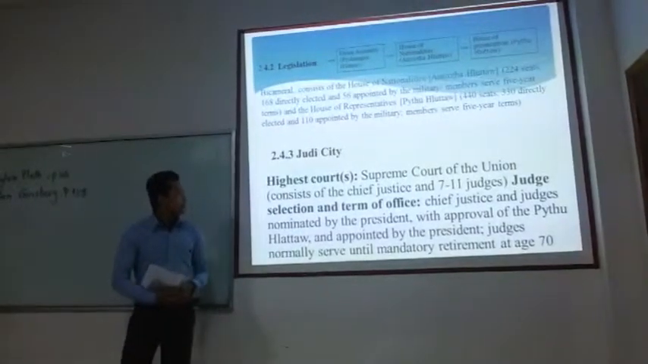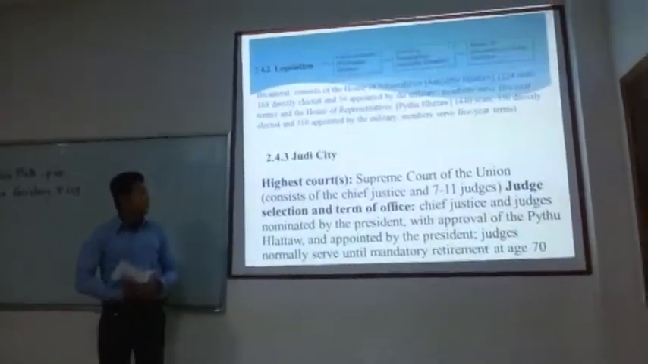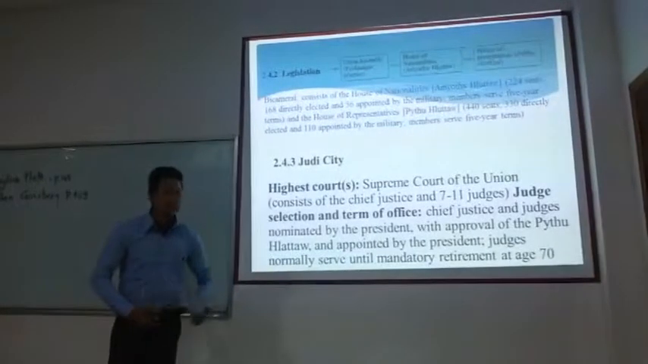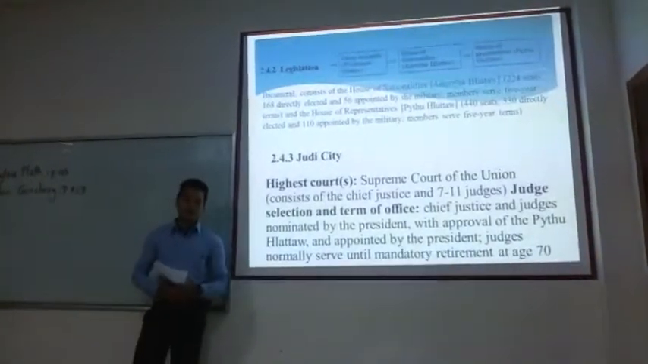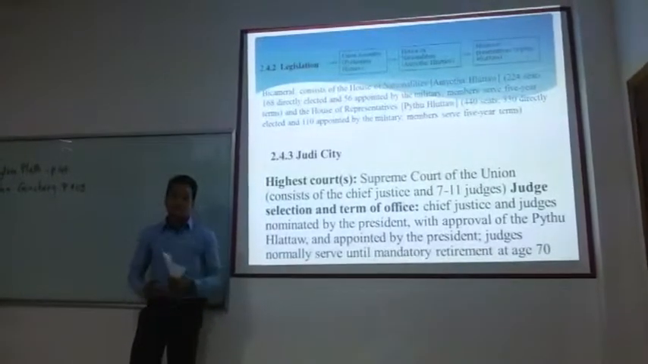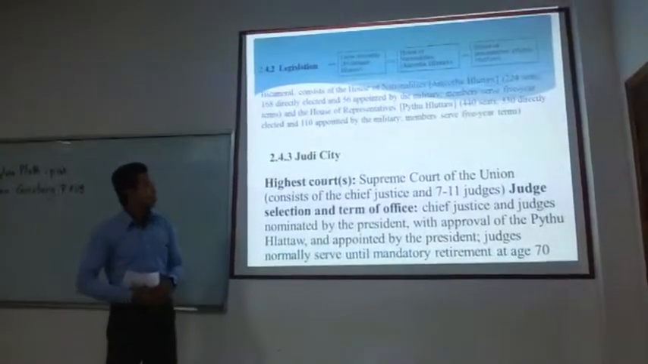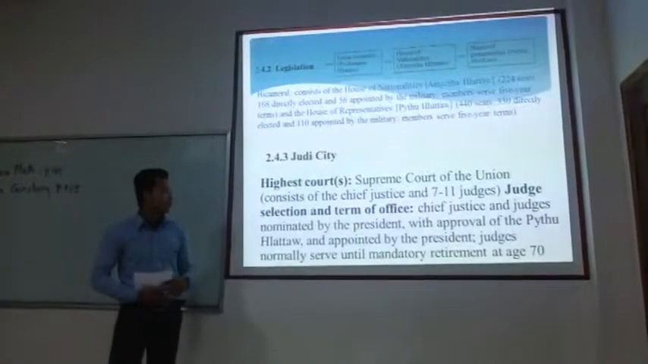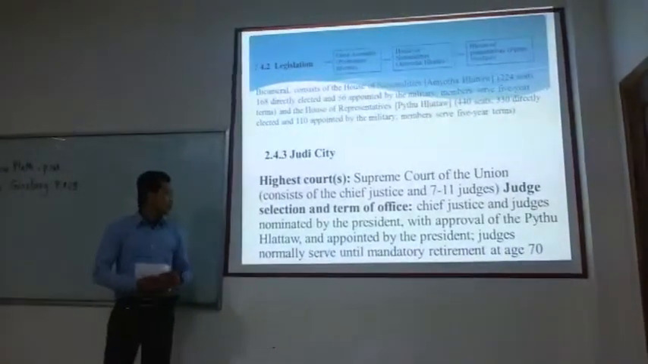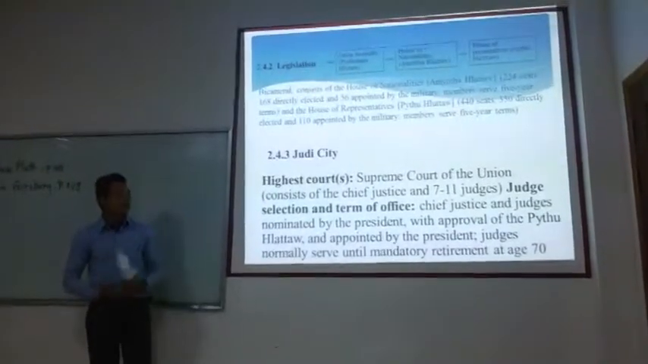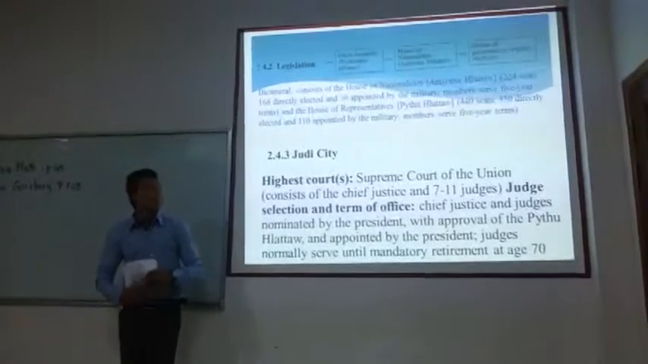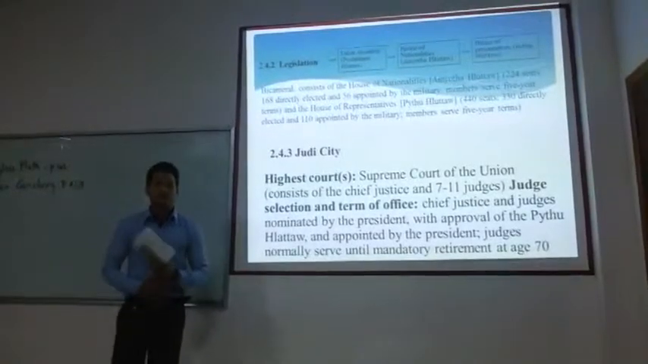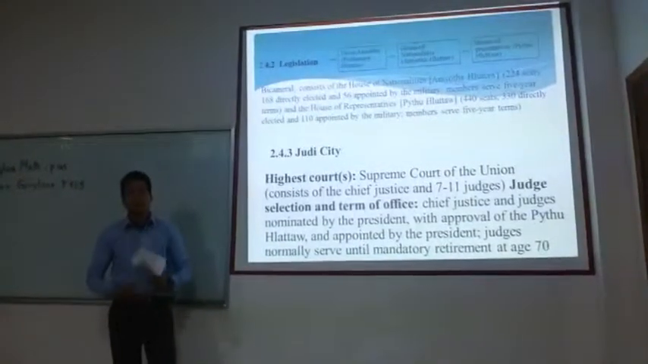The highest court is the Supreme Court of the Union, which consists of a chief justice. The members are 7 to 11 judges. A judge is the person who sits in the court and listens to the people who have the argument to solve the problem for them. The chief justice and judges are nominated by the president. So all of the judges in the courts working for the judiciary are led and handled by the president of the country.